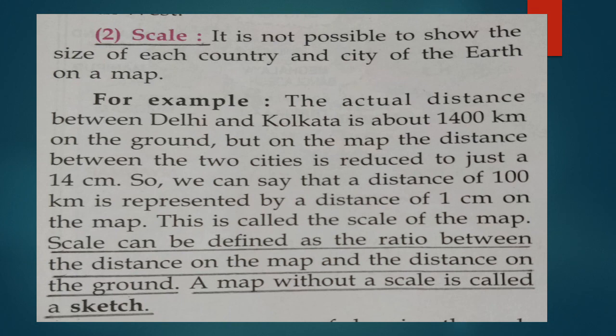So actual 100 kilometers we are showing in only 1 centimeter. So 200 kilometers will be shown in 2 centimeters. 1400 kilometers will be shown by drawing 14 centimeters. Have you understood? This is called the scale of the map. Scale can be defined as the ratio between the distance on the map and the distance on the ground.